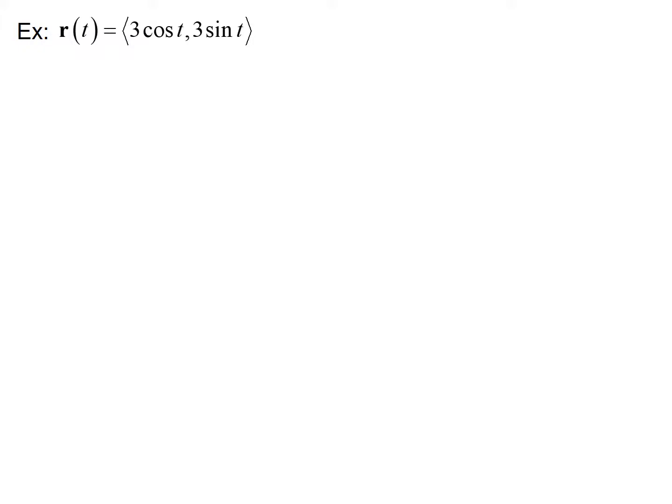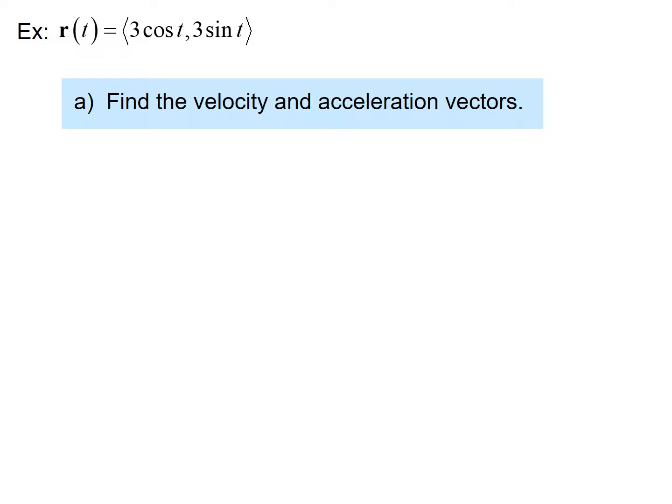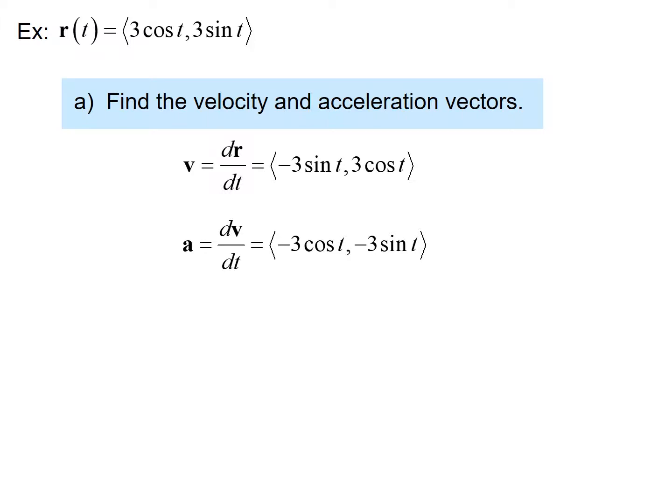So if we're given a position vector here, 3 cosine of t, 3 sine of t, we want to find the velocity and acceleration vectors. And to do so, we just take the derivatives. First derivative for velocity, second derivative for acceleration, and we take the derivative component by component. So derivative of the x component, derivative of the y component to find the velocity vector. The acceleration vector is the second derivative of both the x and y components.